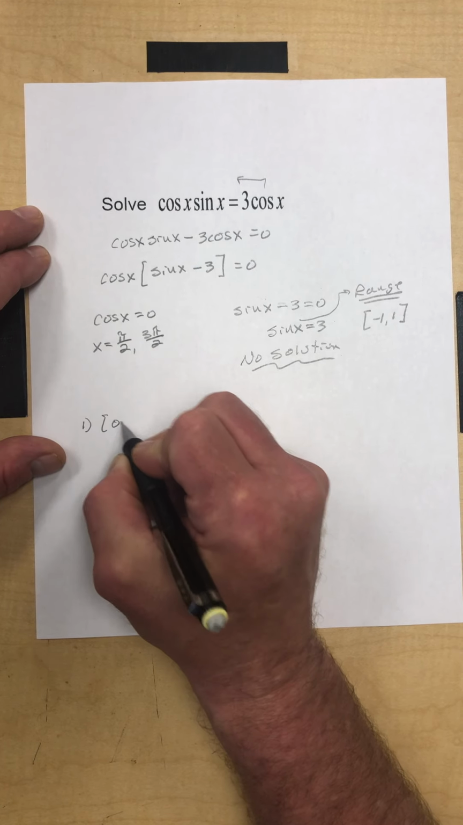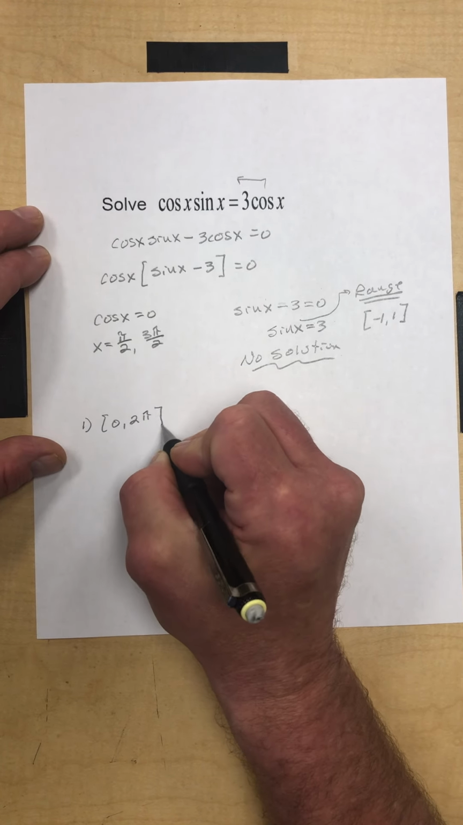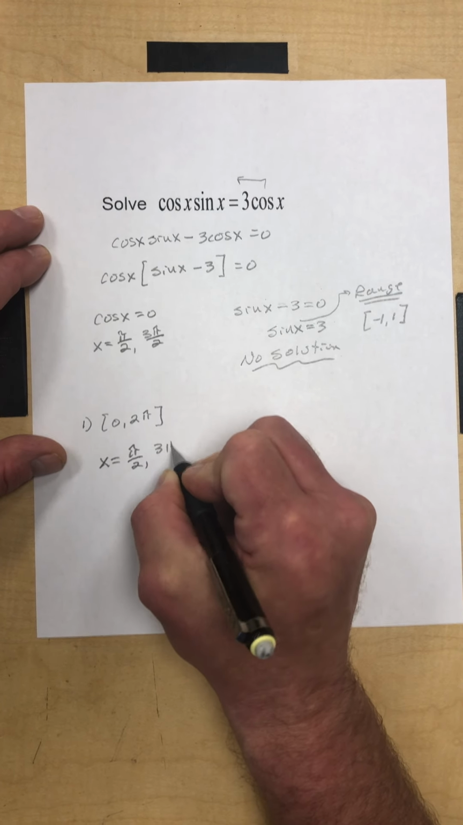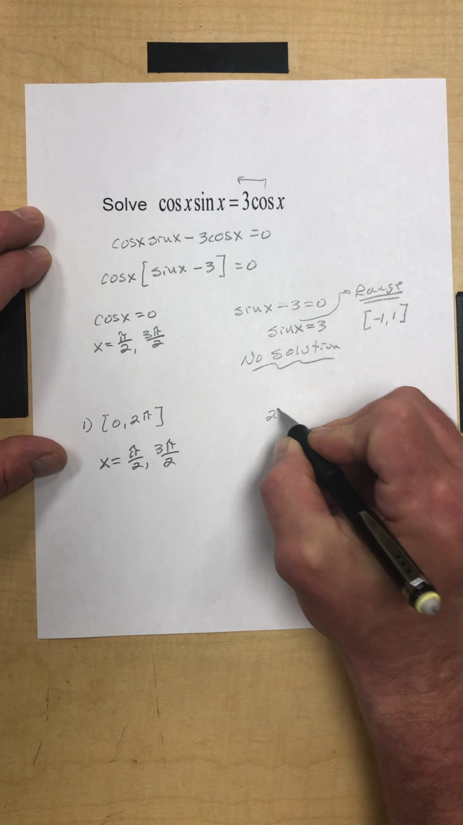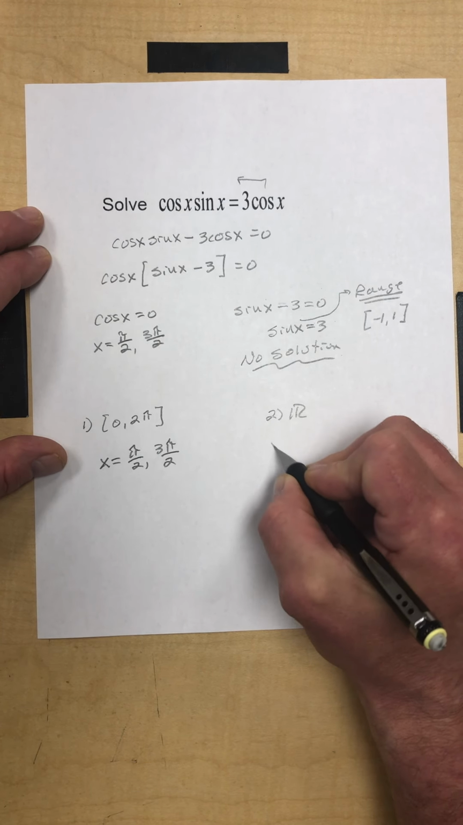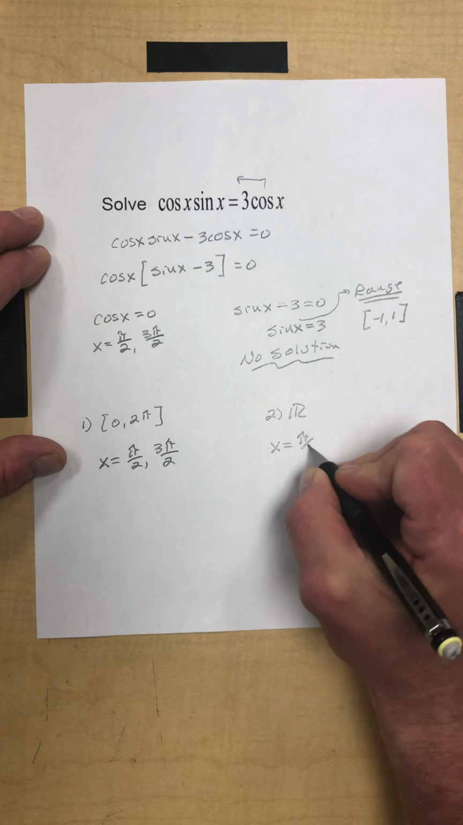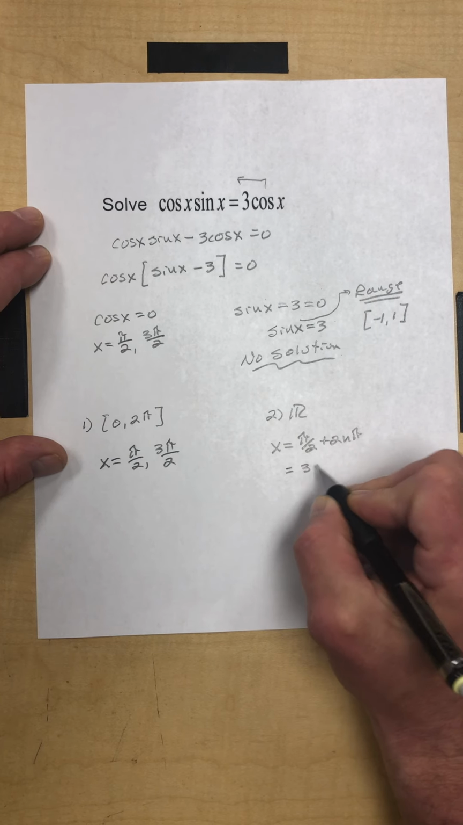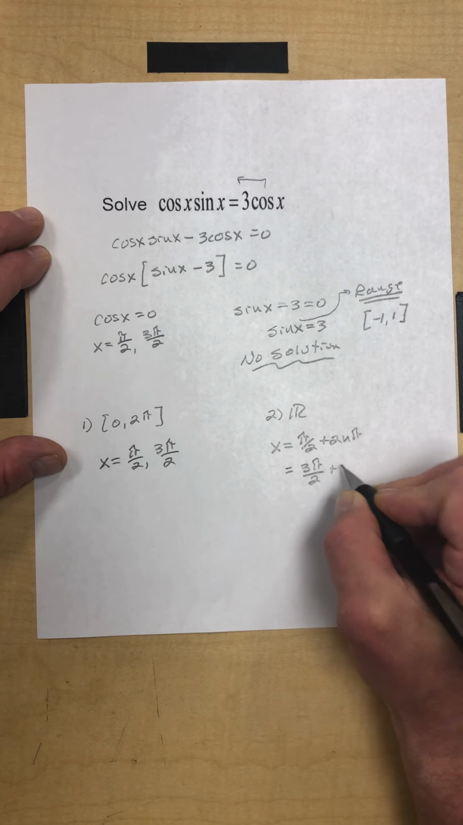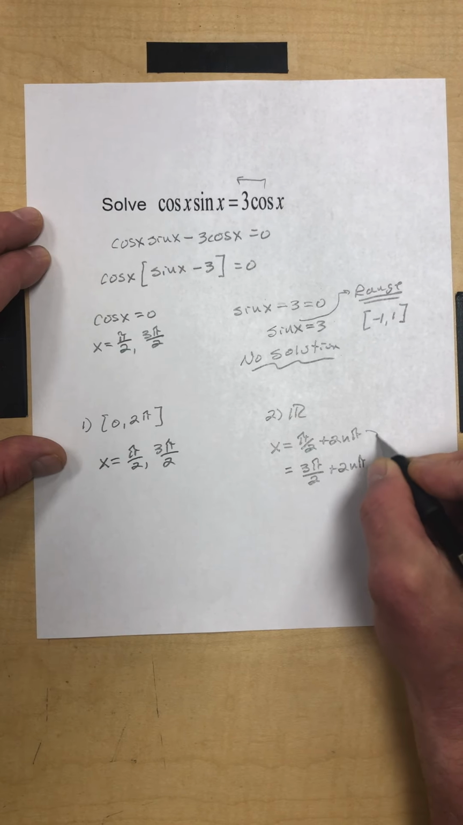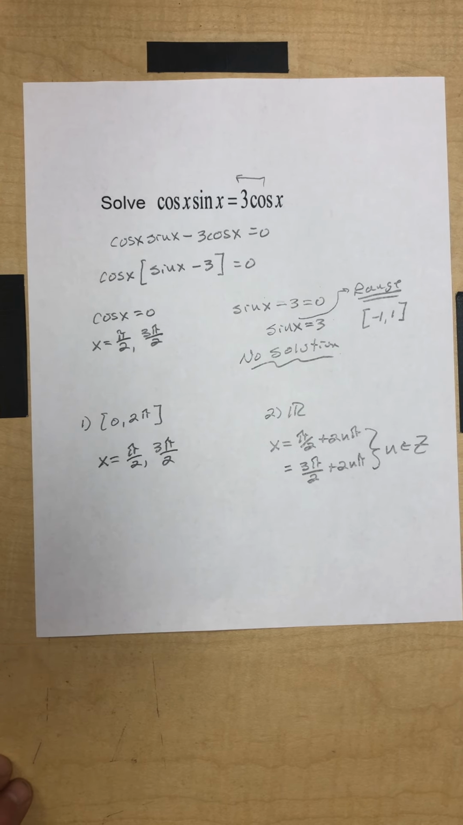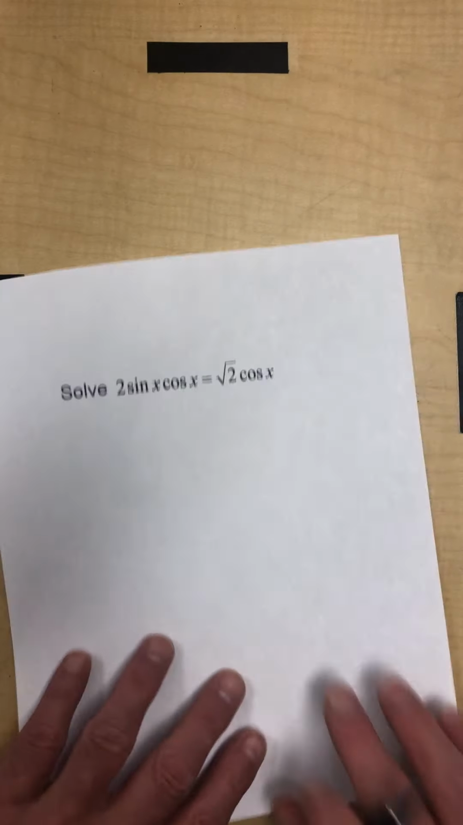Okay, so on 0 to 2 pi, I have 2 solutions: x equals pi over 2 and 3 pi over 2. And if we go to the set of all real numbers, I get x equals pi over 2 plus 2n pi, and x equals 3 pi over 2 plus 2n pi, where n, once again, is an integer. Okay, so we're in good shape. That one's done. Let's try another one.